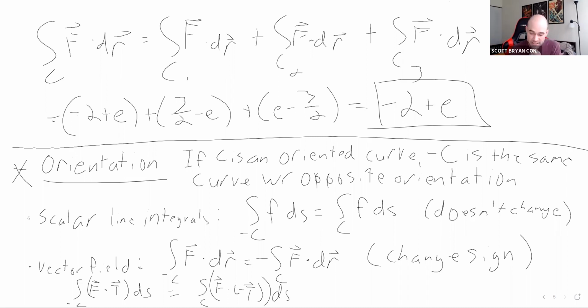So instead of f dot t, it just becomes f dot -t, which is negative of the original thing. And that's why it switches sign. So scalar functions don't change. Vector fields change sign. Remember that.